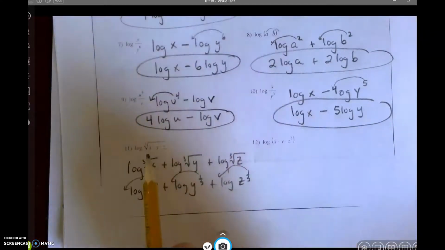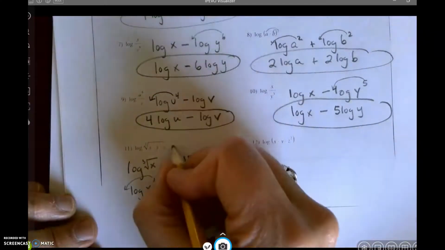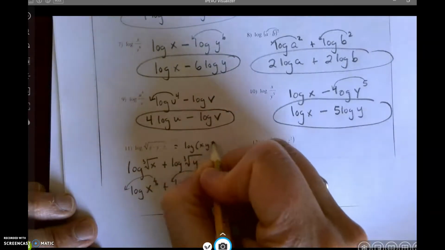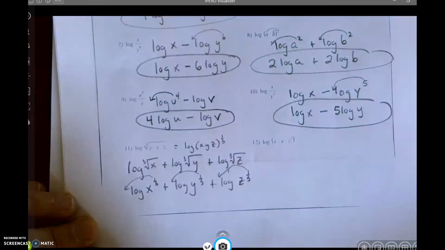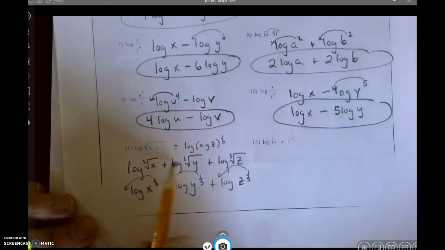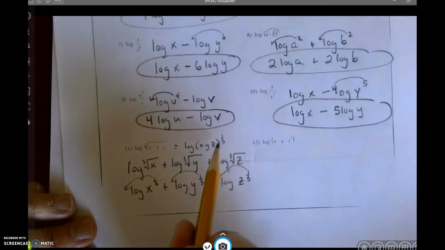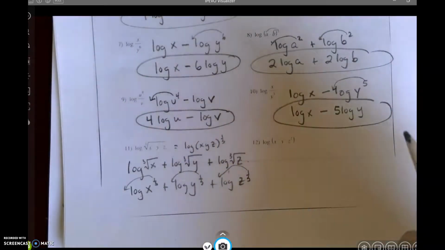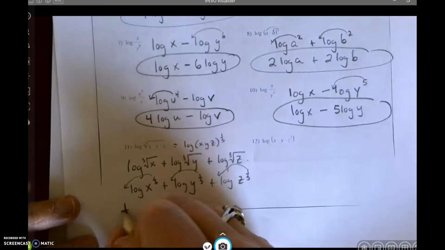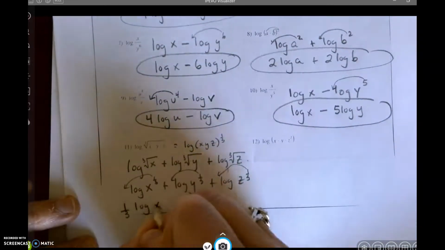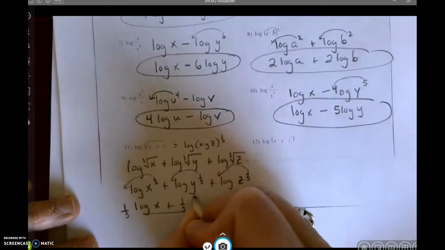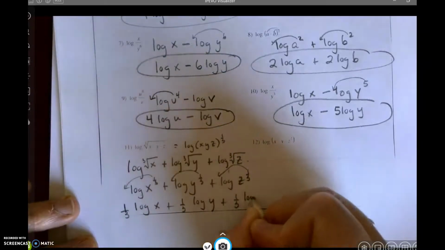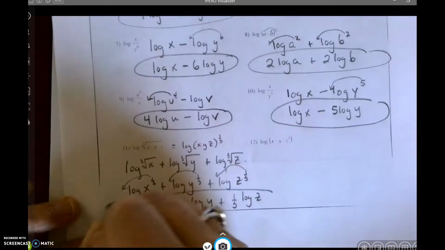Now some people might have wanted to do that 1/3 first and said, oh, this is log of x, y, z to the 1/3, and skipped this step here and gone from this step to there. There's lots of ways you can do this. We get 1/3 log of x plus 1/3 log of y plus 1/3 log of z.